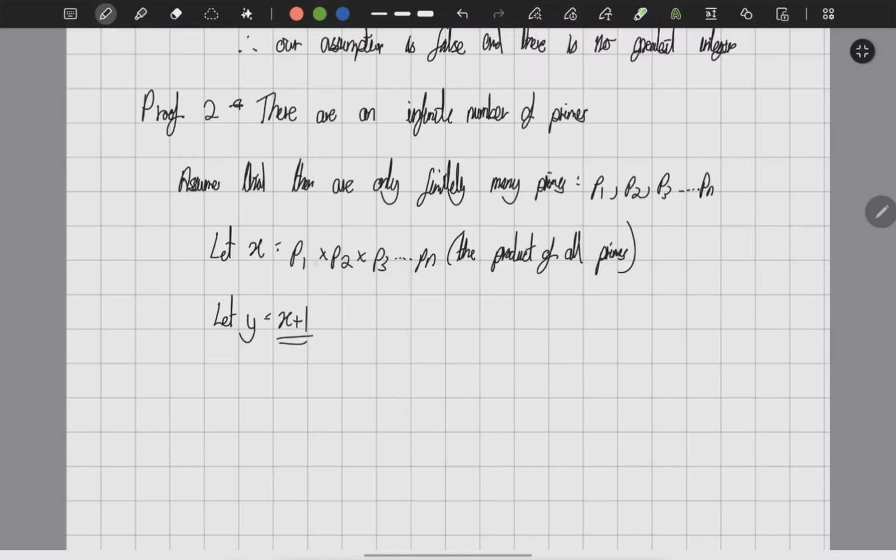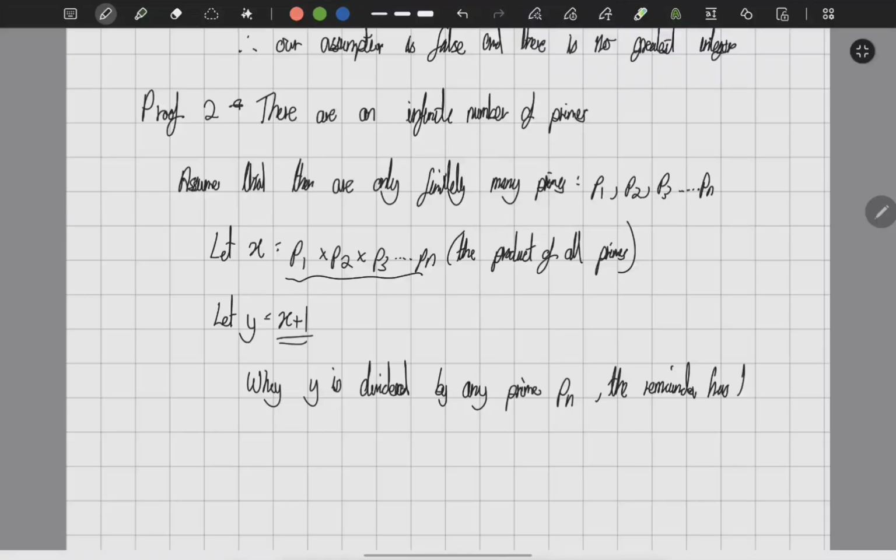So this means I've introduced another number that is one more than the product of all the primes. What does that mean? Well, if all of these numbers are primes, when y is divided by any prime, p of n, like any of these primes, the remainder has to be 1. It doesn't matter which prime we pick, because it's one more than our x, when it's divided by any prime, it will always have a remainder of 1.